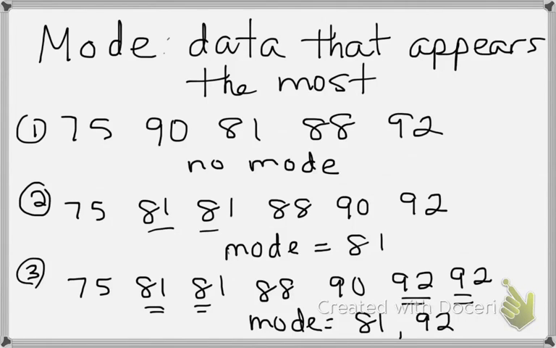So one of these 3 things will happen. You will have either no mode at all, or you will have just 1 mode, or you can have 2 or more, like I have here in example number 3.